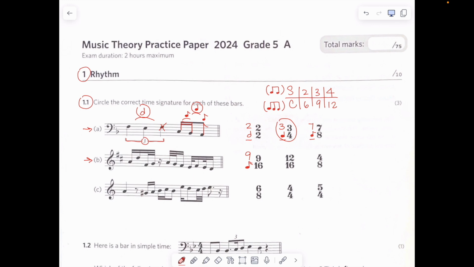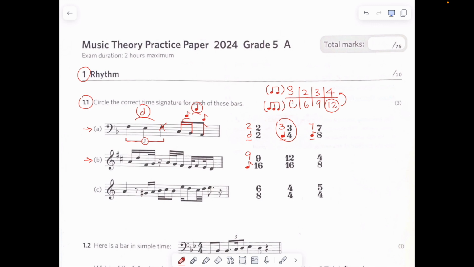Now, if you look at the top numbers, 6, 9, 12, they're bigger numbers. So when the numbers are bigger, they indicate compound time. When the numbers are smaller, if it's 2, 3, or 4, they will be simple time. So now, let's say I'm going to look at number 12. Now, 12 would be the same as 4 beats. So top number 12 doesn't mean there are 12 beats. It means 12 of something, 12 quavers, 12 semiquavers, etc.